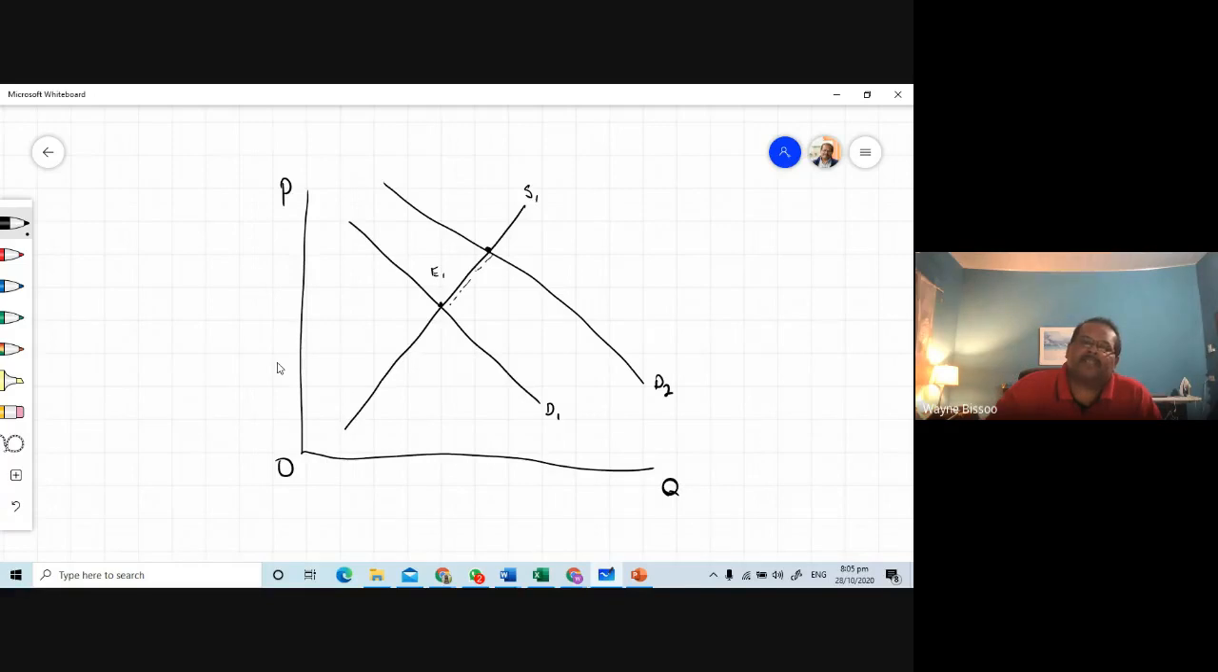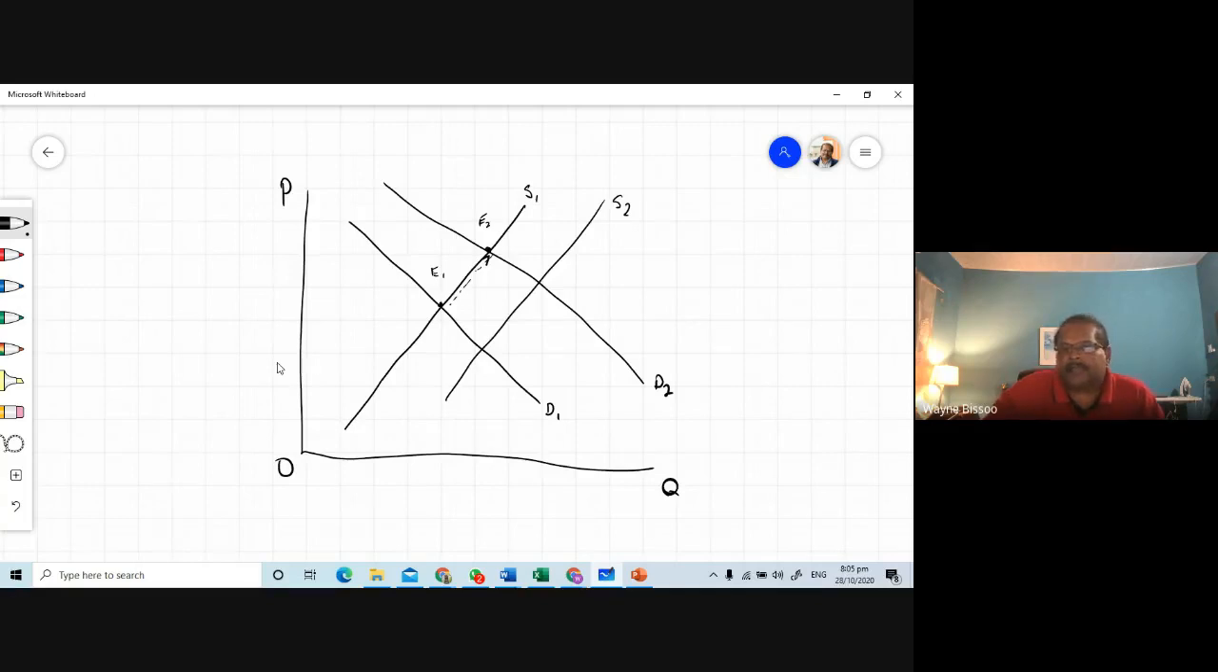So you have an extension in supply. Now, because you have the higher price here at equilibrium point 2, it might bring more suppliers into the market because the market looks very attractive now at that high price. So supply shifts to the right, to S2, as more suppliers come in.